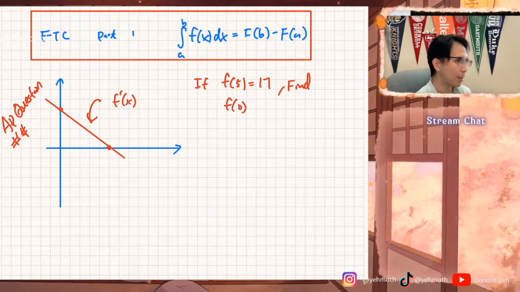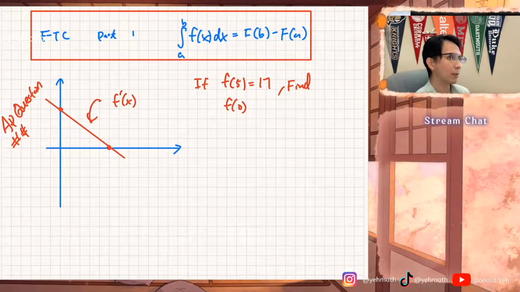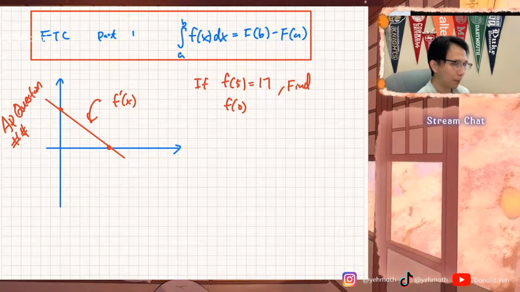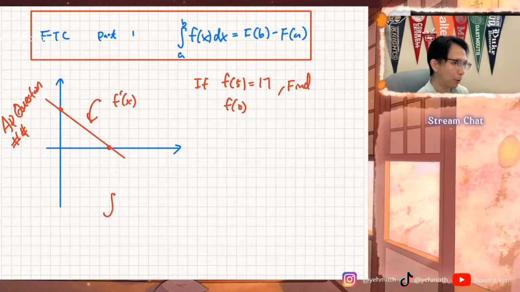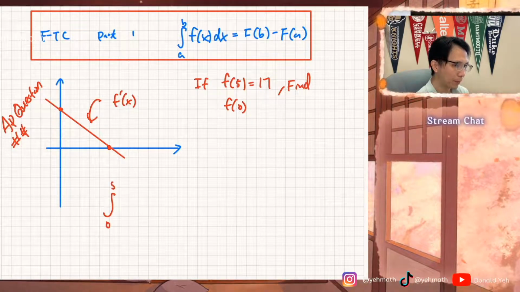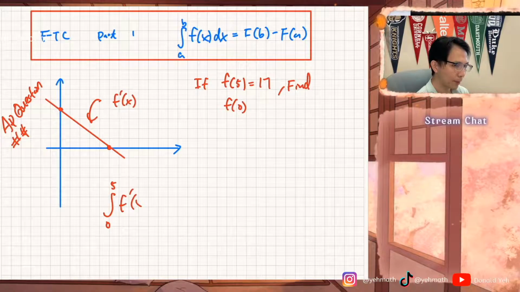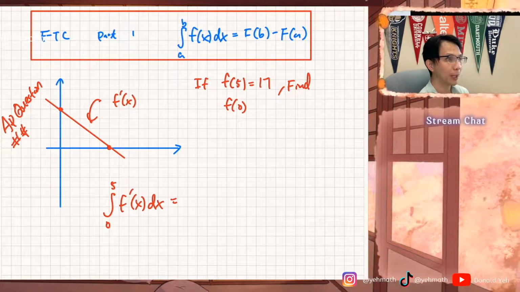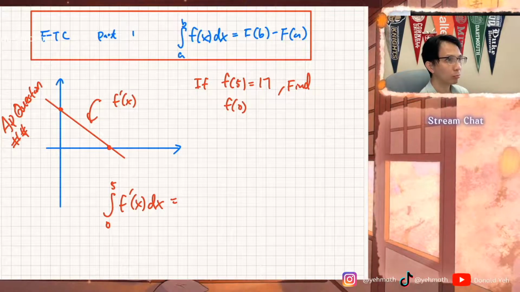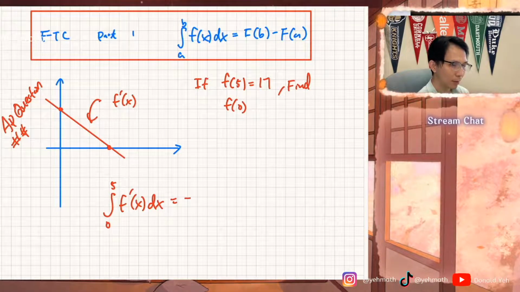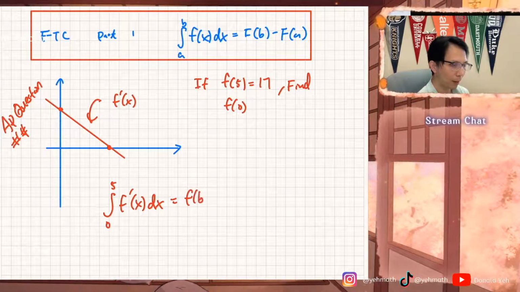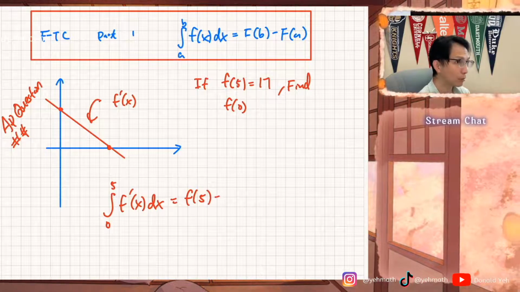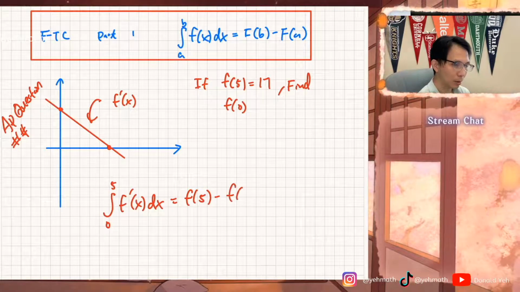The easier way is actually to understand the idea of an integral first, or definite integral. So there are two things you have to understand. Between 0 to 5 of f prime of x dx. If I integrate f prime, what am I going to get? f of x, right? Evaluated between f of 5 minus f of what? 0.